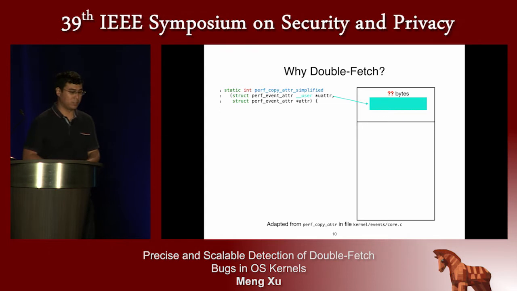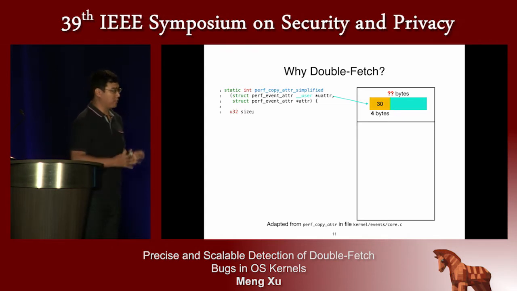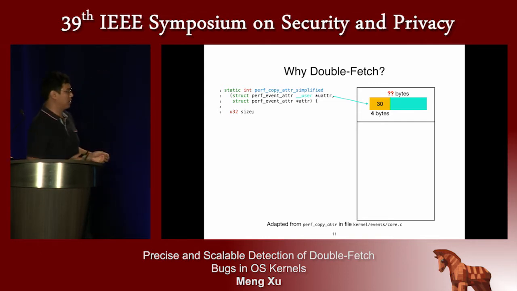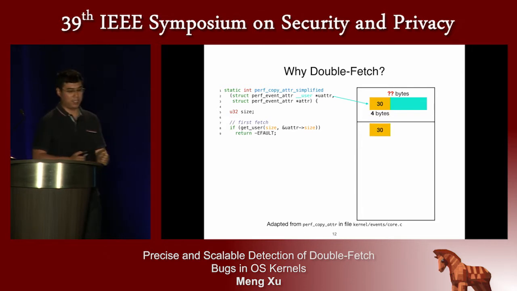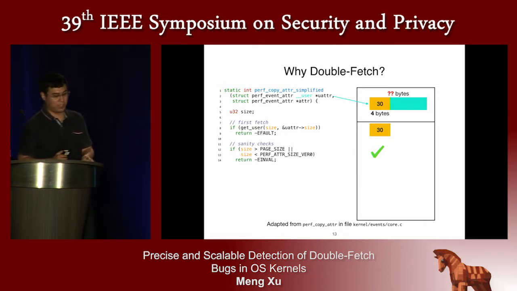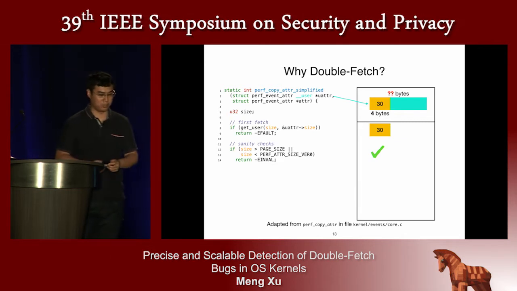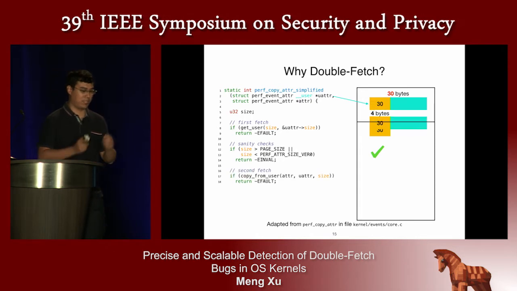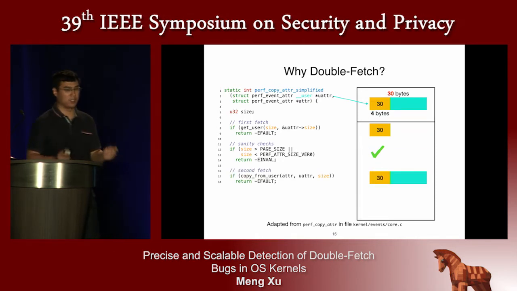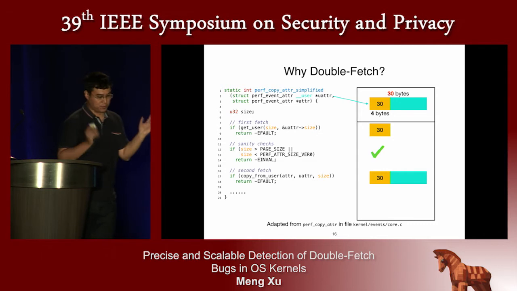So what we typically do is prefix the format of this structure. We say that the first 4 bytes will contain a value of how many bytes the whole message is. So we do the first fetch, copying the first 4 bytes into kernel space, and then we do some sanity checks to make sure that this is not a stupid value, either stupidly large or small. Then we know that the whole message is going to be 30 bytes, and we do the second fetch and copy the whole message into the kernel.